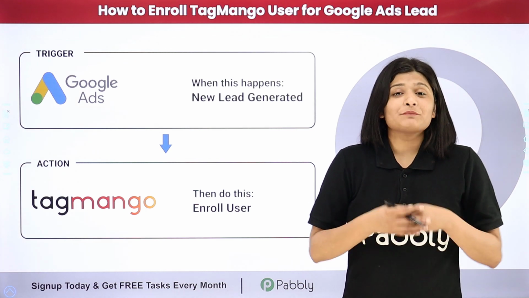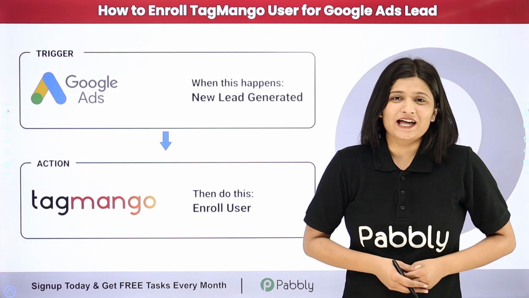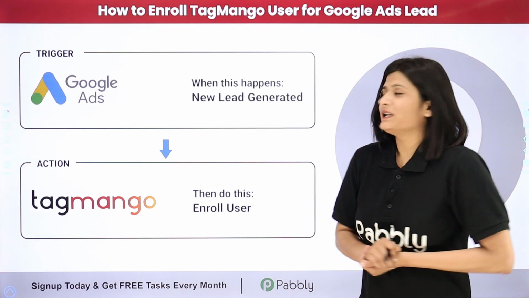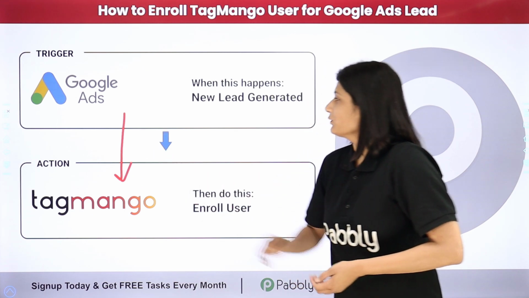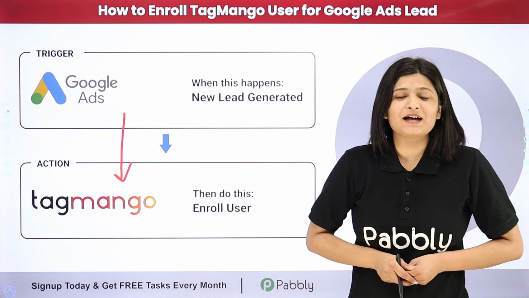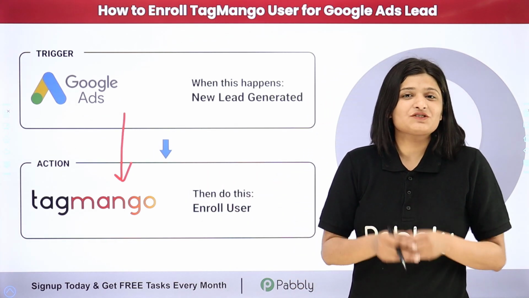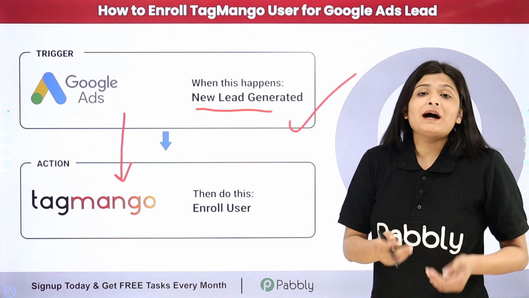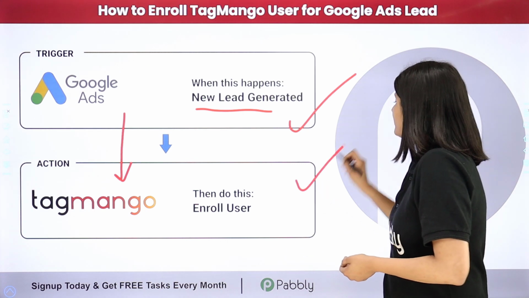So Pabbly Connect is an amazing automation and integration software which requires no coding or programming skills. Here I just need to build connection between Google Ads and TagMango. With the help of Pabbly Connect, I am going to build this connection in such a way that whenever I receive a new lead in my Google Ads, it will be automatically enrolled as a user in my TagMango account.